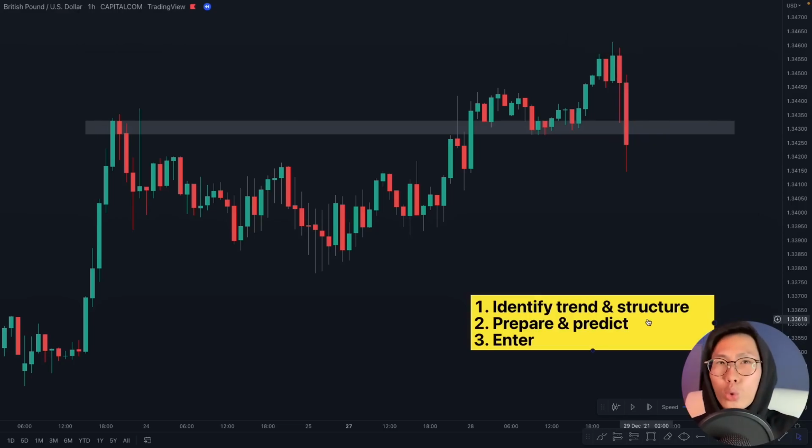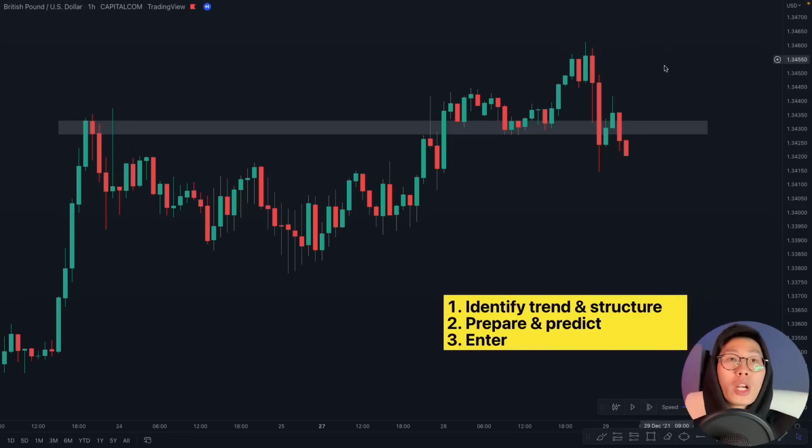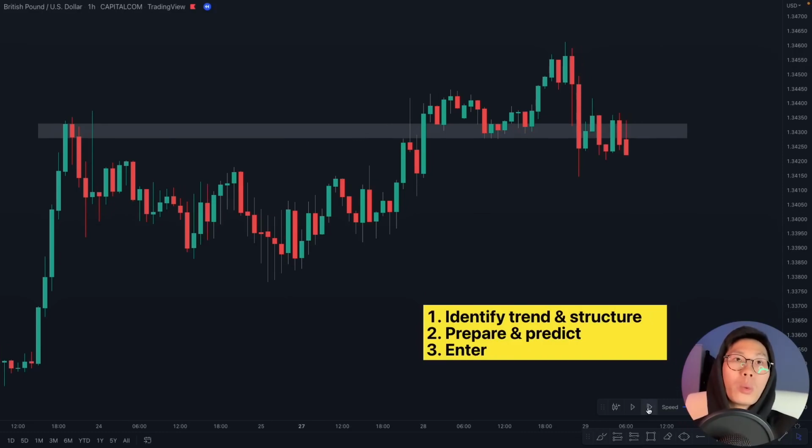But bros, we do not want to enter here yet. We want to wait for some sort of signs, right? That is step 2, prepare and predict. So right now we are still in the preparing stage. We are preparing for war, so we still be patient and wait. So we wait and see for some sort of signs that tell us that, okay, there is actually buying pressure rejecting this key level, and it's going to head back up. That is when we enter for a buy. So we still be patient, wait.